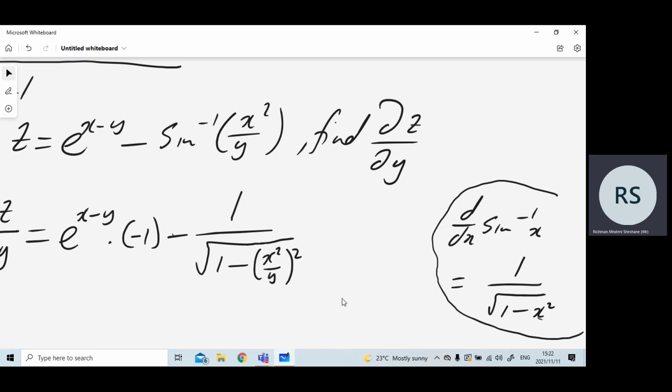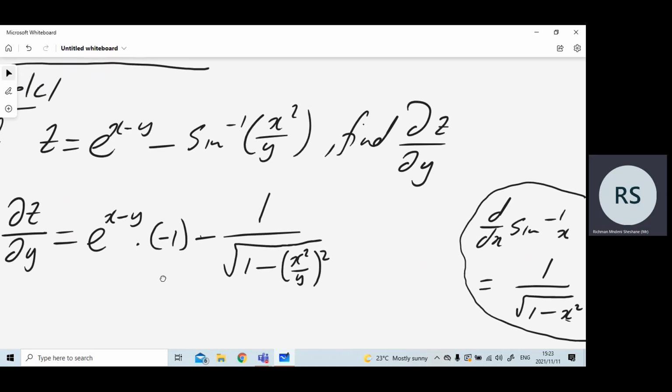Remember, what we're finding here is a partial derivative with respect to y. So whatever you derive, you derive with respect to y. So times the derivative of the inner function, but with respect to y. So we treat x as a constant. So we don't derive x. So let's leave x squared, but let's derive y.